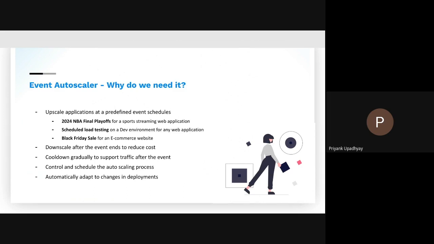Now, for cost optimization purposes, we need to downscale all the pods once the event is over. Also, to support the traffic post event, we need to gradually cool down and we need to have the support for that. We need to have control over the scheduling of the autoscaling process. And this autoscaler should adapt to the application changes.